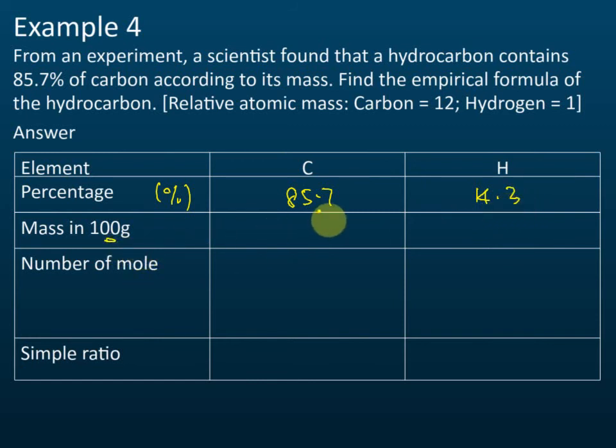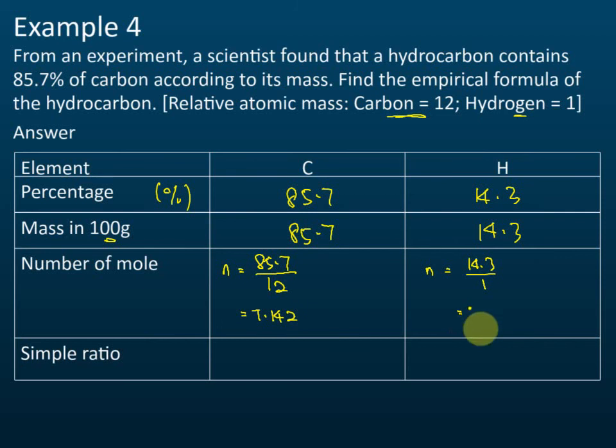So what's the mass of carbon? 85.7. And hydrogen is 14.3. Now the relative atomic mass of carbon is 12 and the relative atomic mass of hydrogen is 1. So tell me the number of mole of carbon and hydrogen. So the number of mole is 7.142 for carbon and 14.3 for hydrogen.